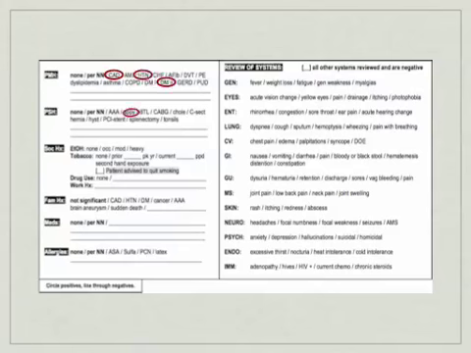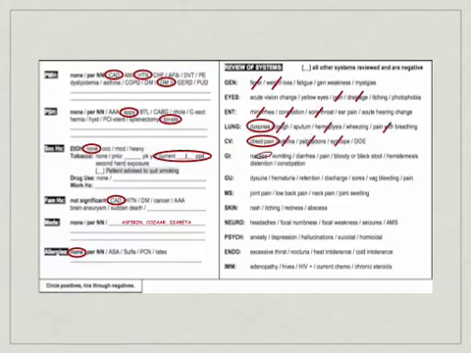For many items in the chart, use the circle and slash mechanism that is familiar to many template systems. Specifically, circle positive findings, slash items that are negative, and leave all others blank. Remember, for a level 5 chart, you must have 10 systems reviewed with at least 2 items per system. You can complete the review of systems individually, as shown here, or you can select the All Other Systems Reviewed and are Negative checkbox.